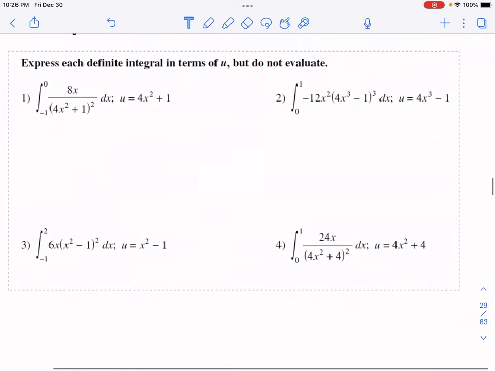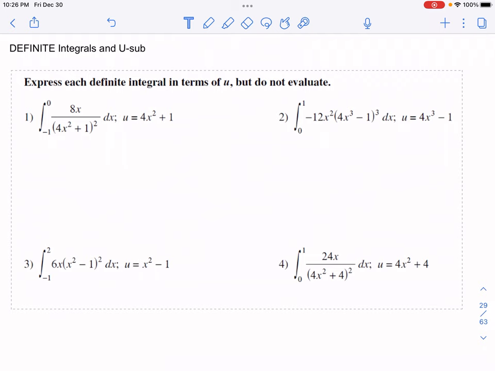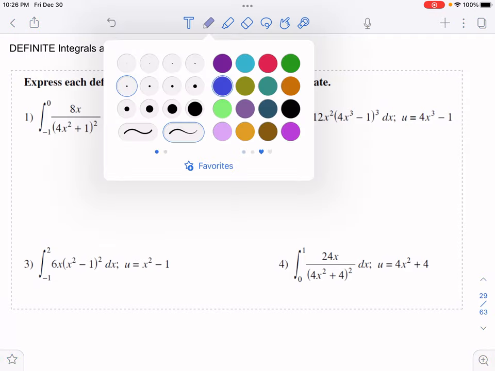All right, in this video, we're going to look at definite integrals using U-substitution. A definite integral will ultimately become a value, right? It's not going to be a family of functions. It's going to be some value. So we might be thinking of area in these types of problems.